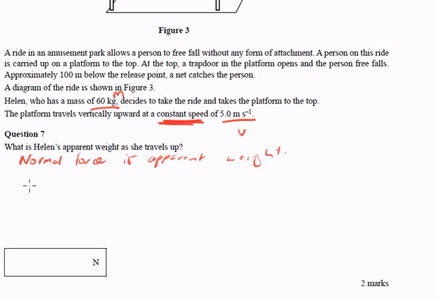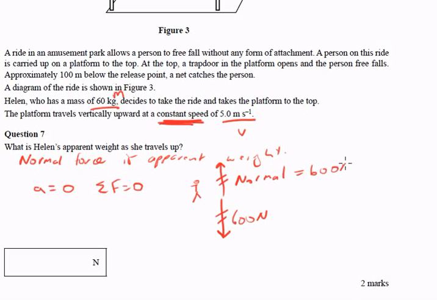What does this mean? It means if there's a constant speed, is there any acceleration? No, acceleration equals 0. And because acceleration equals 0, the net force on her equals 0. So her forces are balanced. So the actual forces on her, as she's going up, are balanced. We know there's the downwards force of gravity, 60 kg, so it must be 600 newtons. It must be equal and opposite to the upwards force on her. Therefore, the normal, which is the upwards force, equals 600 newtons. Therefore, the normal force is the apparent weight, so her apparent weight is 600 newtons.